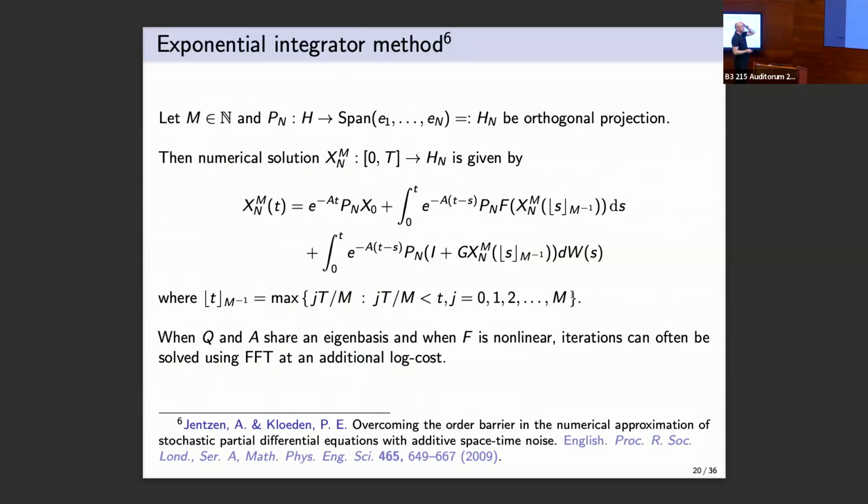So this is the numerical scheme. It's a spectral Galerkin method. Here I have some notation. M here is the time discretization parameter, and Pn is my orthogonal projection onto a subspace of my Hilbert space, so it's the first n basis functions. Then my numerical solution is this kind of Duhamel principle on the subspace. But then I also freeze my coefficients here at every time grid point. So this is the continuous representation of my numerical solution, which is defined on the grid, which is defined here. So those are the fixed values my solution takes.